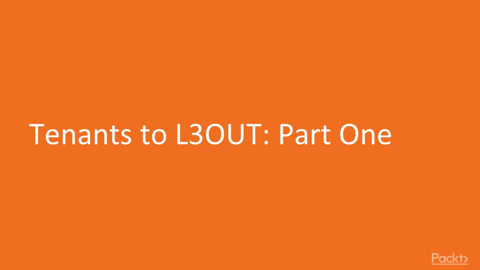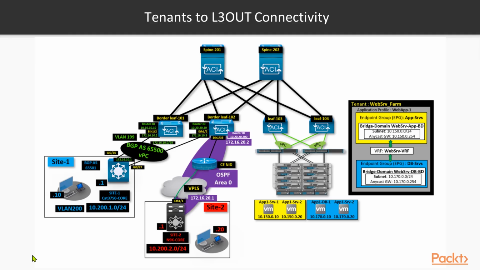Tenants to L3OUT Part 1. Okay, everyone, so we just finished configuring our BGP L3OUT and our OSPF L3OUT. We have two sites. Site 1 is currently the L3OUT with BGP running as the peer or neighbor adjacency, or the routing protocol, between Site 1 and the ACI fabric. Site 2, we're using OSPF to do basically the same.